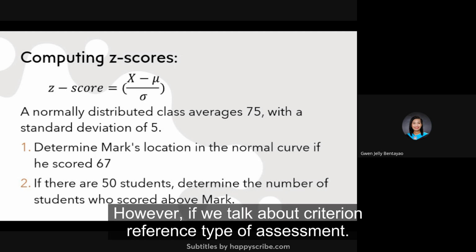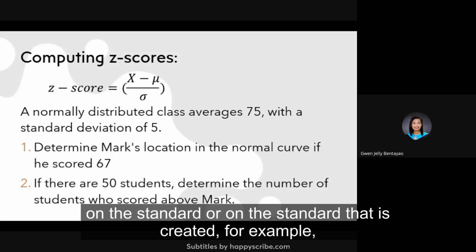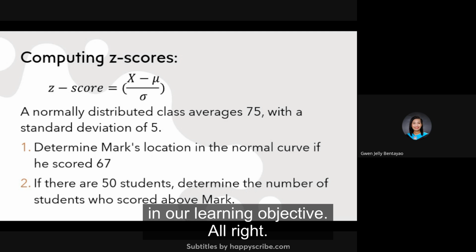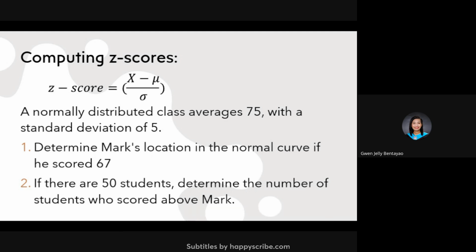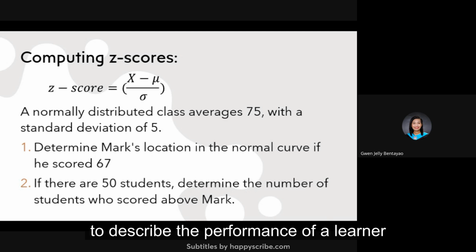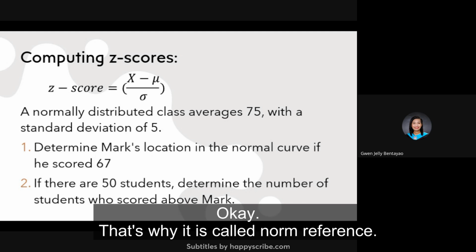However, if we talk about criterion-referenced assessment, we are comparing the learner's performance to a standard that is created, for example, in our learning objective. I hope that one is clear. We only use normal distribution data to describe the performance of a learner or a number of learners in relation to the class performance. That's why it is called norm-referenced.